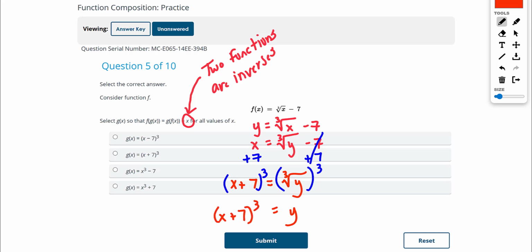cubed. And of course, instead of y equals in this problem, they're using g equals since we're comparing the f function and the g function. But we clearly see the answer right here.